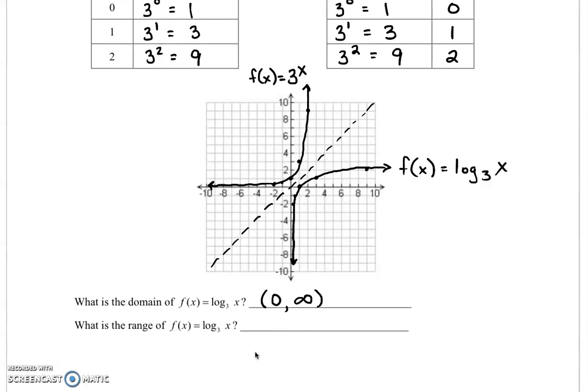Now, what's the range? Well, for the range, we talk about all the y values. So this one keeps going down to negative infinity, and it keeps getting larger and larger and larger, so it goes to positive infinity.